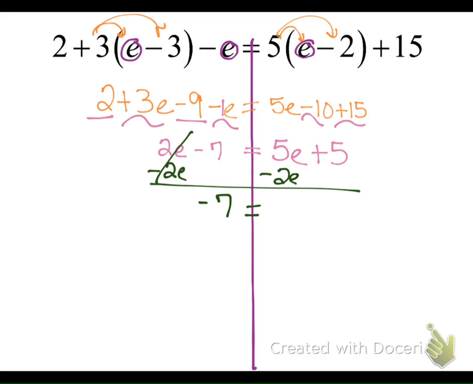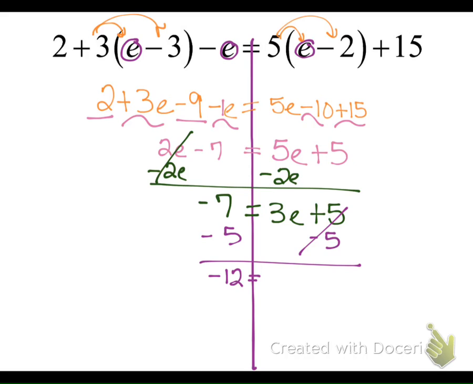What's 5 minus 2? It would be 3. 3 what? E. And then bring down my plus 5. And final step. Take away the negative 7 minus 5. You owe me $7. Now you owe me 5 more. How much do you owe me? Negative 12. Negative 12 equals 3e. And get the e by itself by dividing by 3.